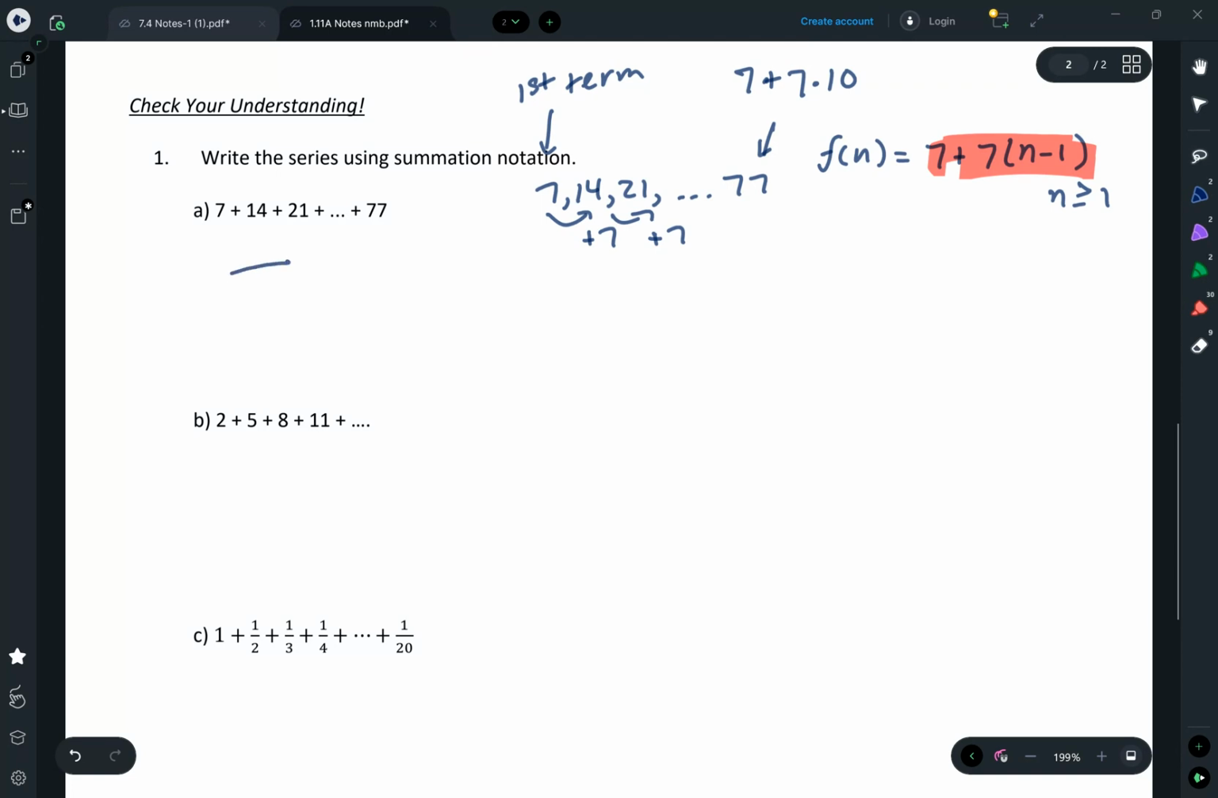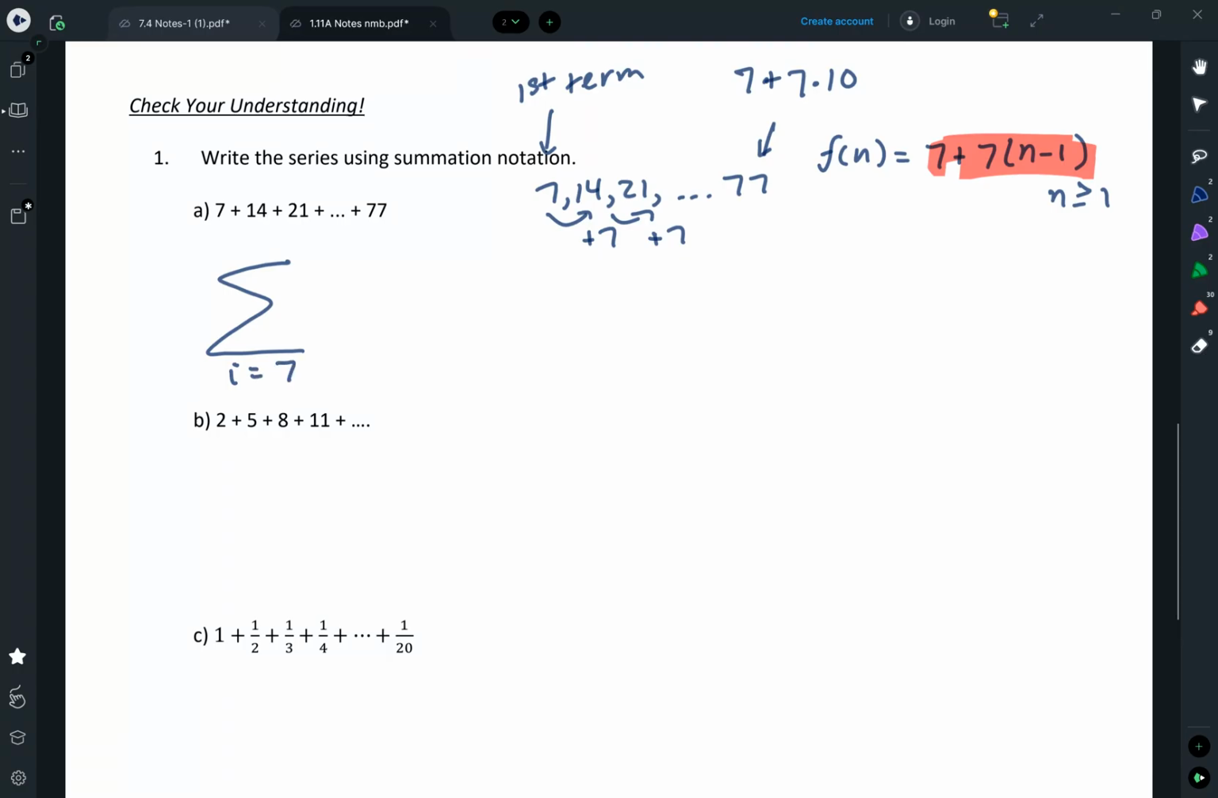So I draw my giant sigma. I'm choosing to start at i equals 7. Or sorry, i equals 1. It is 7.